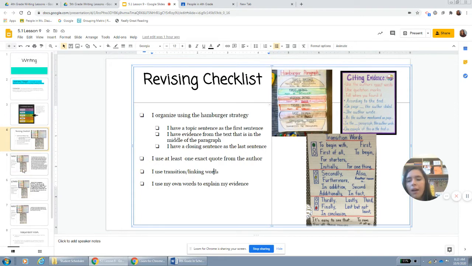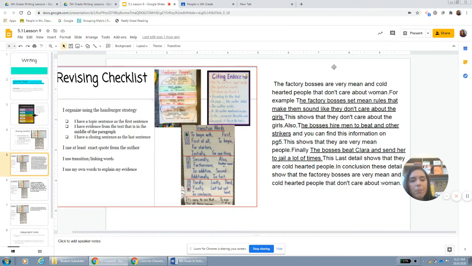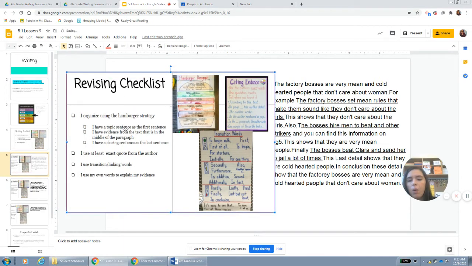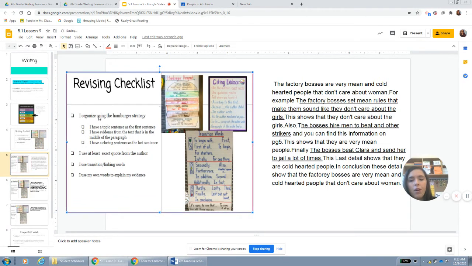So what we're going to do now is I actually copied one of your fifth grade friends' paragraph, and we're going to read it together. And I'm going to see, using the revising checklist, what they have or what they're missing. So the first thing, I organized using the hamburger strategy. So I have a topic sentence, that's the first sentence. Let's read.